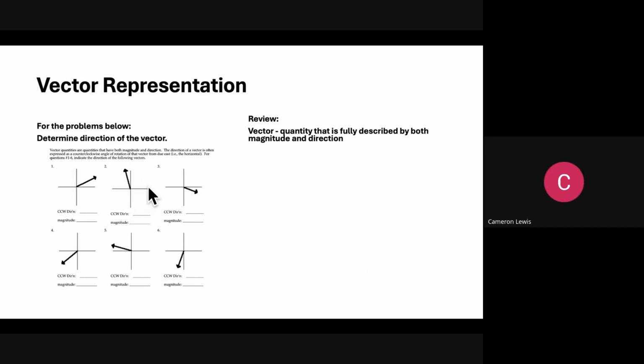Acute, obtuse, or right? Which one? Number 2. If you start from the 0 and go this way, it's wide open like that. So is it obtuse, acute, or right angle? It's obtuse. Obtuse angles are bigger than a right angle.